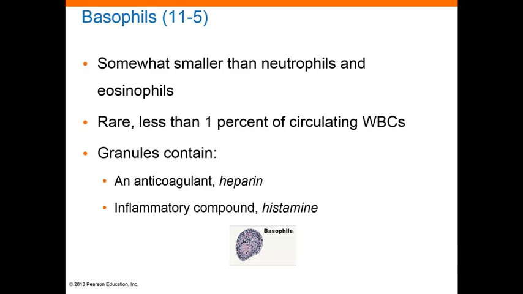The other granulocyte is the basophils, and these are somewhat smaller than neutrophils, although very similar in size. Basophils are relatively rare, making up only about 1%, sometimes less than that, of the circulating white blood cell population. The dark purple to black staining granules typically contain an anticoagulant called heparin. They can also contain an inflammatory compound, which is called histamine.